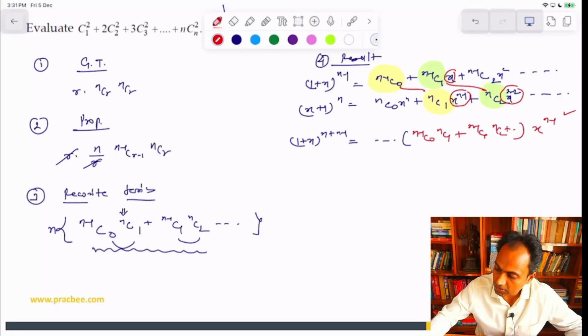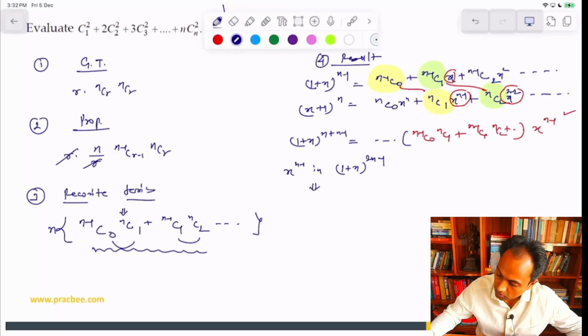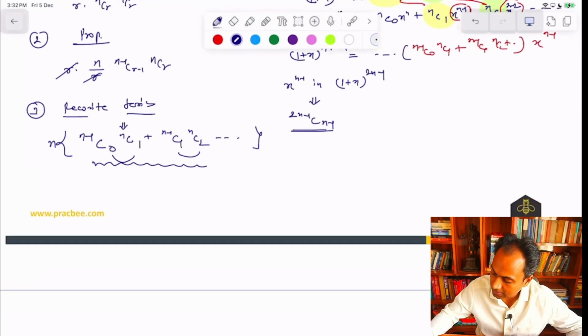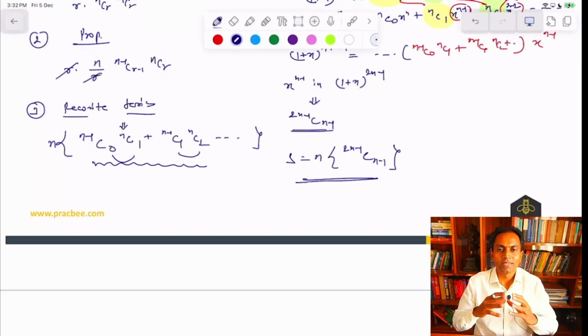So now you can easily observe that if I want to get the answer, the series that is given to me would be the coefficient of x^(n-1) in (1+x)^(2n-1). So the answer of this comes out to be 2n-1 cn. So the sum of the series that was asked becomes n into, putting this value, 2n-1 cn. You have got your answer. You can see that the first 3 steps remain the same. Just in the last step, we are using what we just learned.